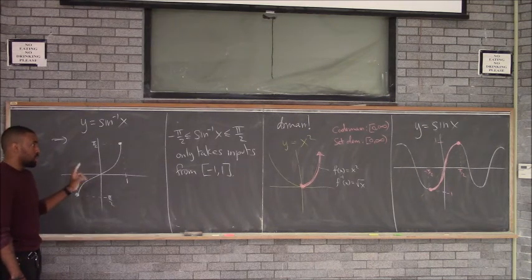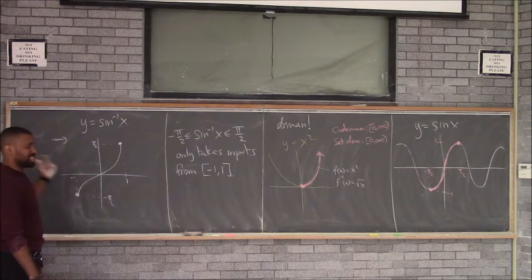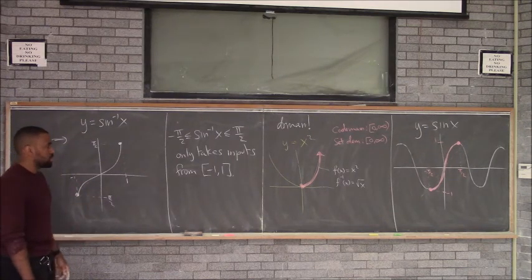We'll stop there. We'll talk about how you get the graph of cosine inverse and tangent inverse next time, as well as how to differentiate it. Then we'll do a bunch of examples.